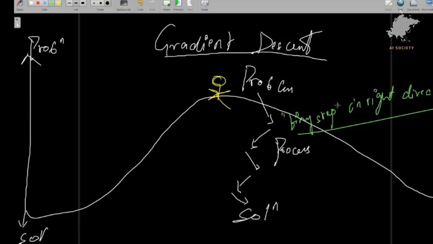So that is what gradient descent is, and we're going to use it very extensively in machine learning, and you will see that.